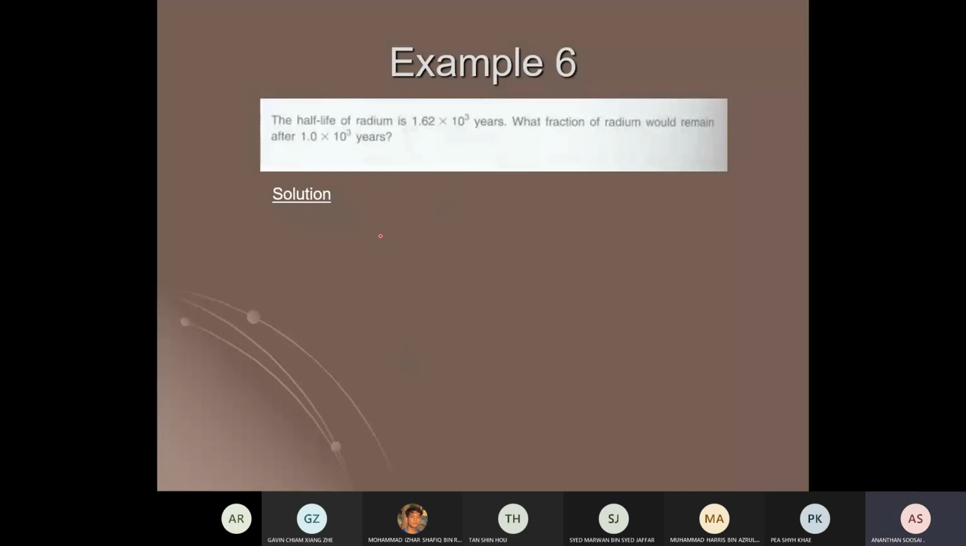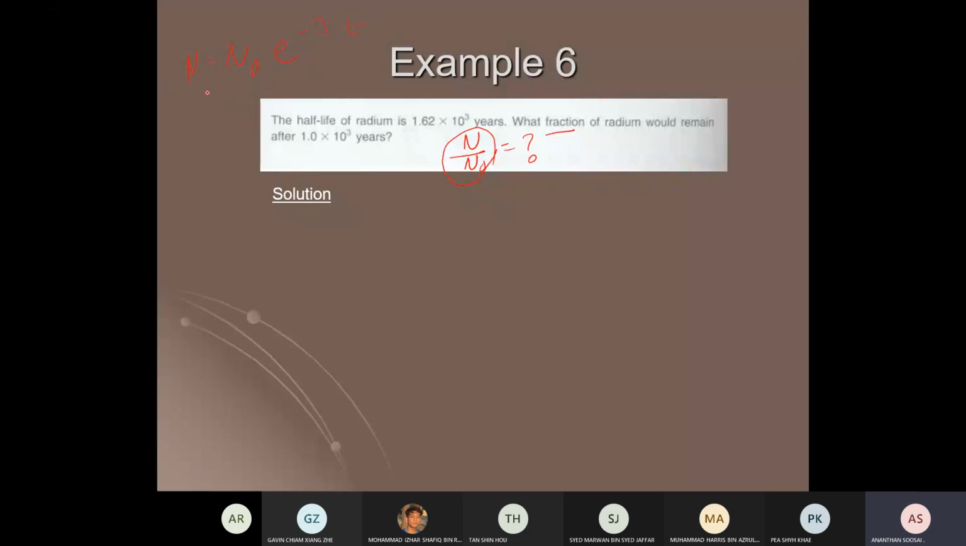So what formula do you think is suitable? What does the question want? What fraction of radium would remain? The question is asking for N over N naught, the number of particles over the original number of particles. So which formula is the best? The second one, N equals N naught e to the negative lambda T. You can find the fraction by just bringing N naught to the other side.